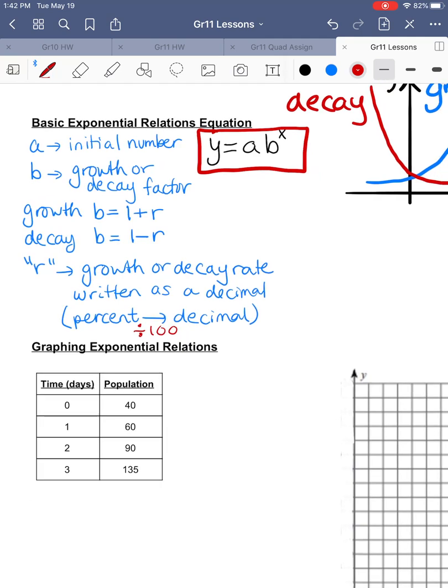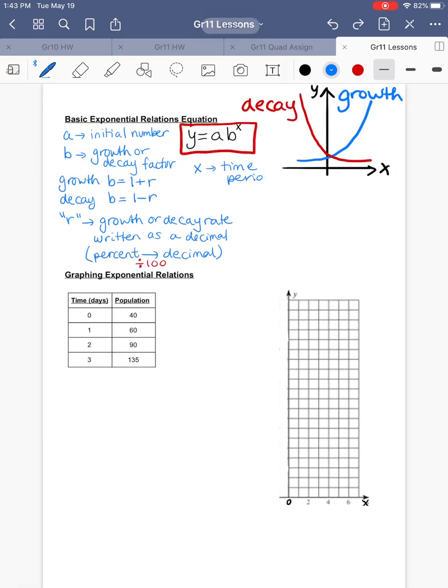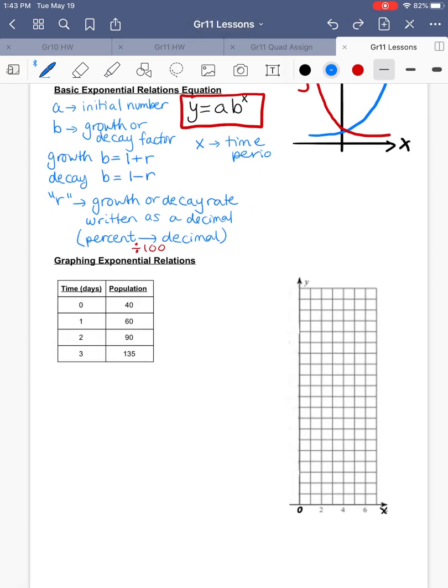Now, we haven't gotten to x yet. So x, this is our time period. Because usually we are looking at the growth or decay of a population over time. So now that we have that, we are going to get into looking at a table of values and then graphing that table of values.